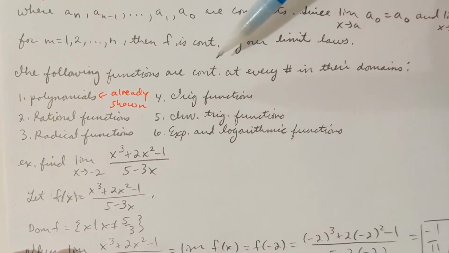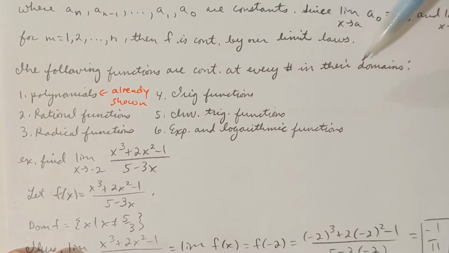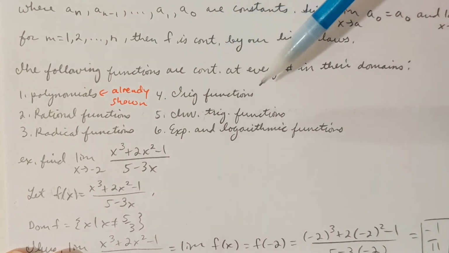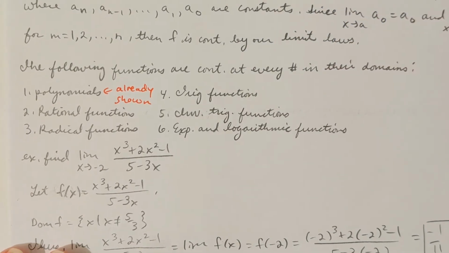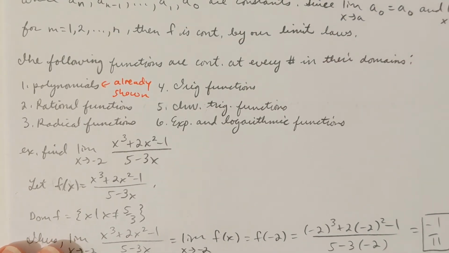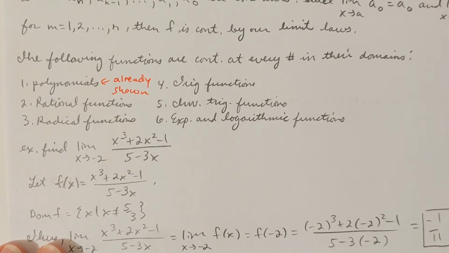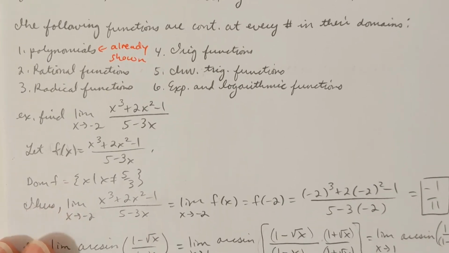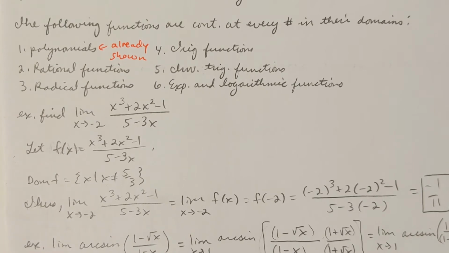The following functions are going to be continuous at every number in their domains. Polynomials, we've already shown that to be true. Rational functions, radical functions, trig functions, inverse trig functions, exponential and logarithmic functions. Any function that you've worked with, where the value is in the domain, you can go ahead and make a direct substitution for that number in a limit calculation.